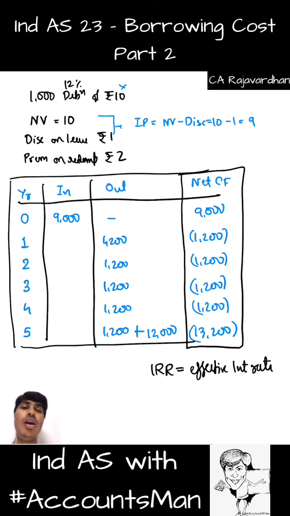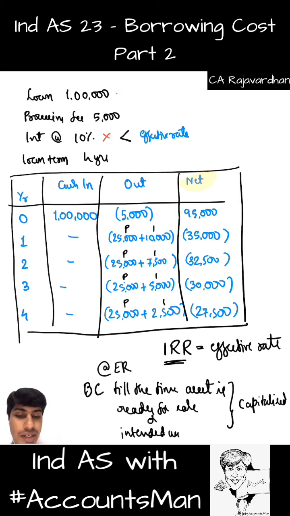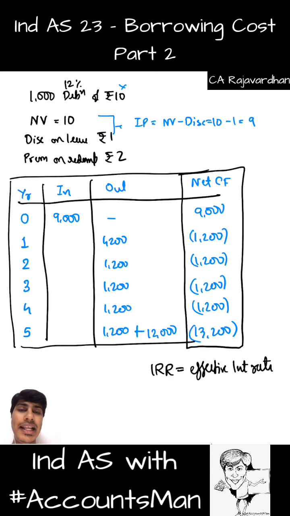Now, till what period will it be considered? That we'll discuss in detail. I told you, this is just a mild discussion, not an in-depth discussion. I'll tell you in detail how we will compute the amount, and from which date till which date the borrowing cost will be capitalized. That we'll discuss when we come to the concept. But as of now, did you understand how we arrive at the effective rate?